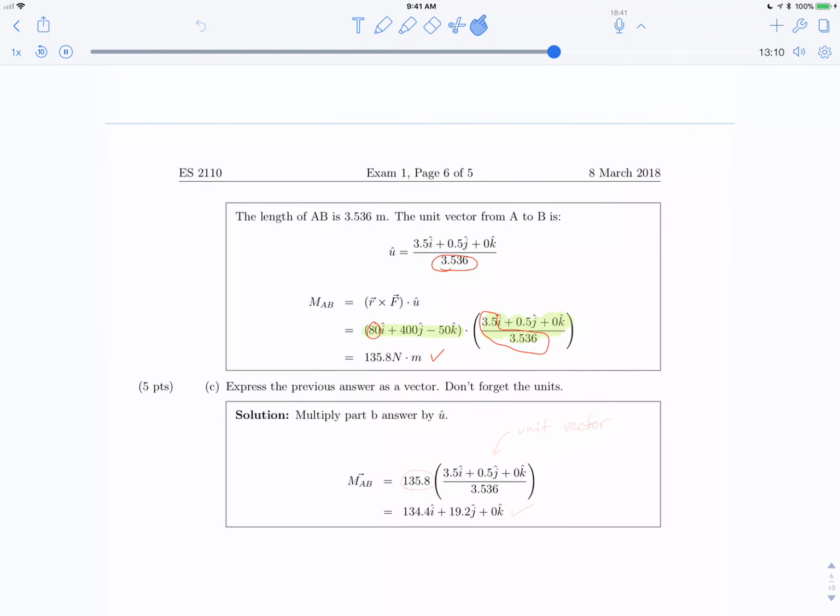Okay, and finally it says change that to a vector. Well, all you do is you just take the number, that's the scalar, 135.8, the answer for part B, and just multiply it by the unit vector. That changes it into a vector. Remember, it's the magnitude times the direction. And if you multiply everything out, that's what you get for the vector.